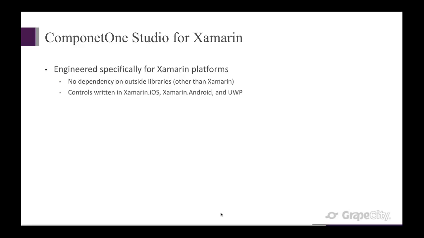So this brings some advantages. Like I said, our controls are written in Xamarin iOS, Xamarin Android, UWP, no native dependencies. They're high performance because we don't have that wrapper layer in between anymore. We sort of cut out a layer of abstraction that could potentially make the app both slower and more memory heavy.